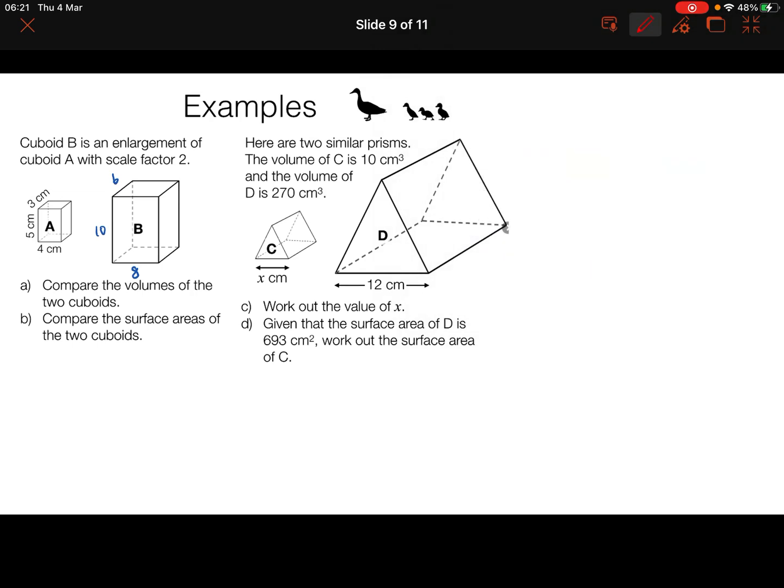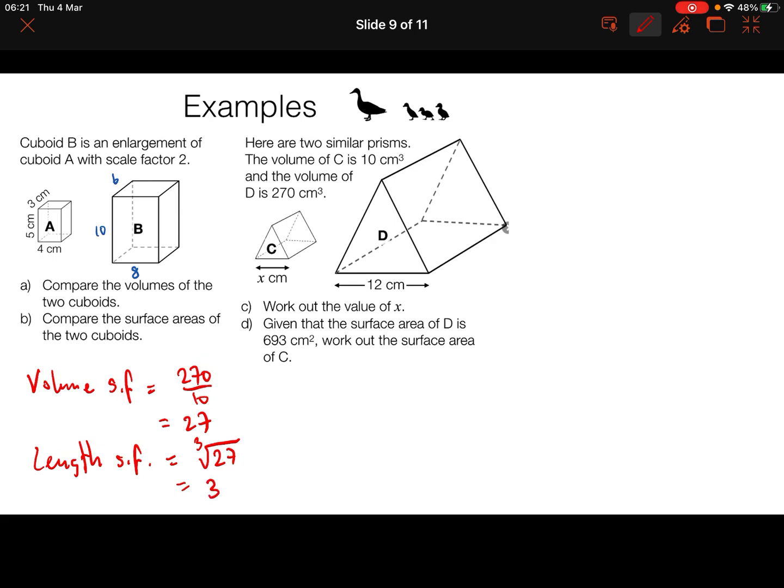Here are 2 similar prisms. The volume of C is 10 and the volume of D is 270. Work out X. Okay, so what we need to do first of all is we know the volume scale factor is 270 divided by 10, which is 27. That means the length scale factor, we're working backwards here. So if I can find the volume scale factor by cubing, I can find the length factor by cube rooting. Okay, the cube root of 27 is 3.